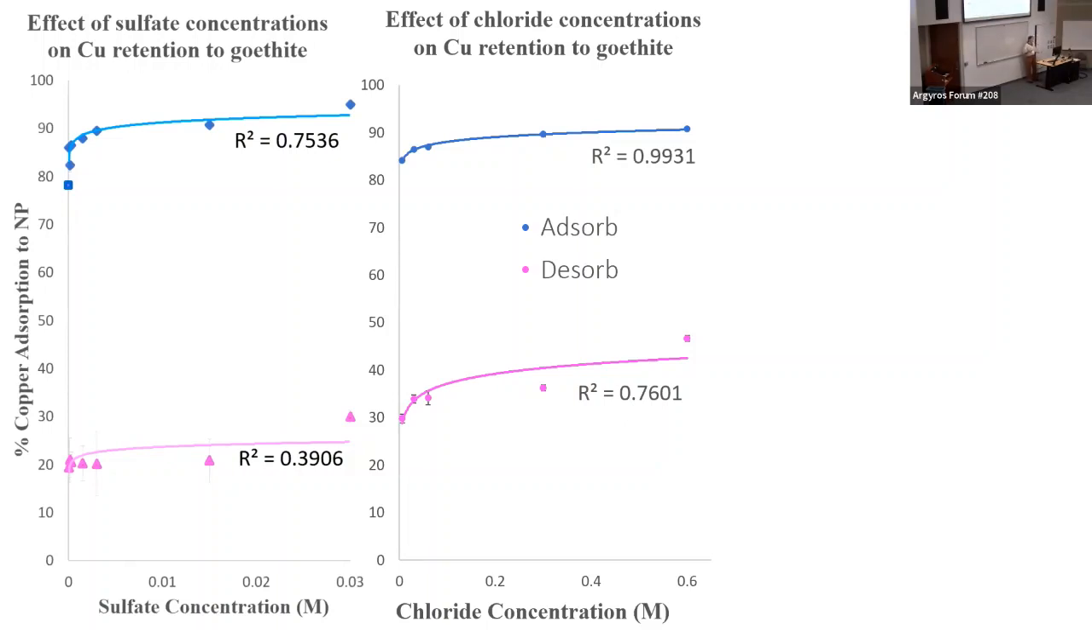Okay, and then this right here is going to be, instead of the addition of sulfate, the addition of chloride. And as you can see, a pretty similar relationship occurs. As soon as we add small amounts of chloride, we see that uptick in adsorptive and retention properties. But when we compare the retention, which is the pink curves right there, between adding sulfate on the left and adding chloride in the middle, we see a much higher retention rate for those chloride additions.